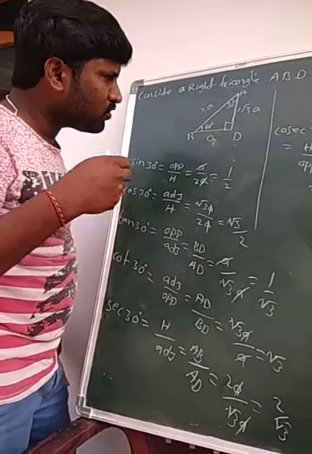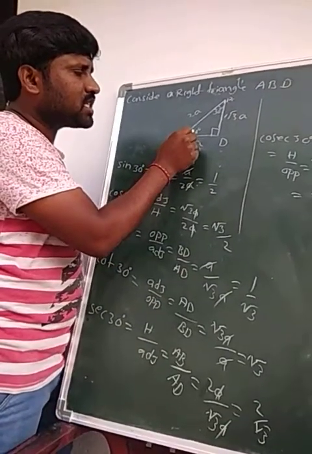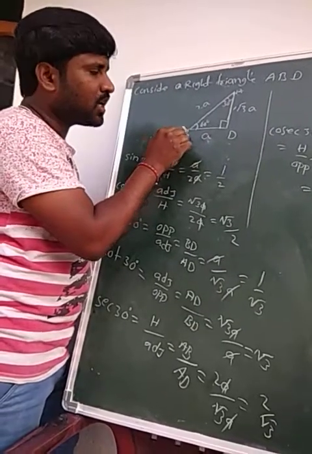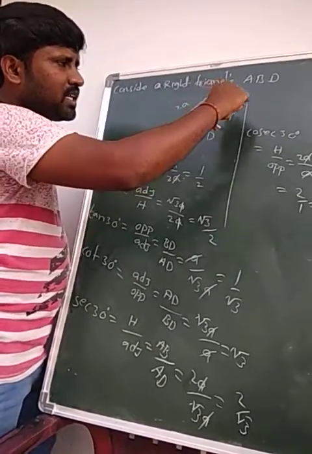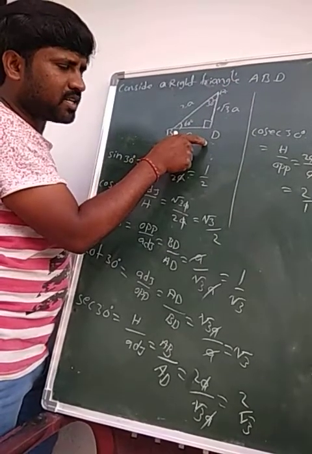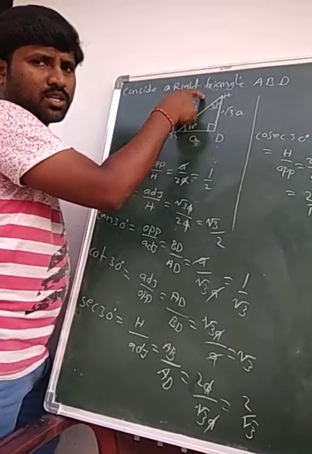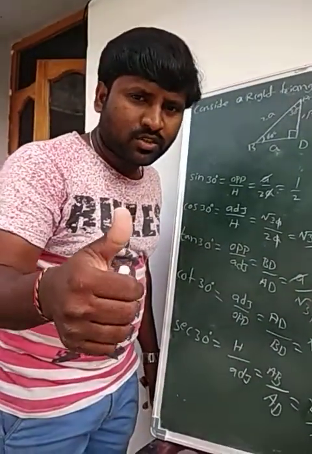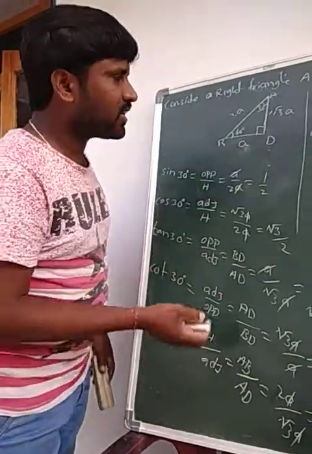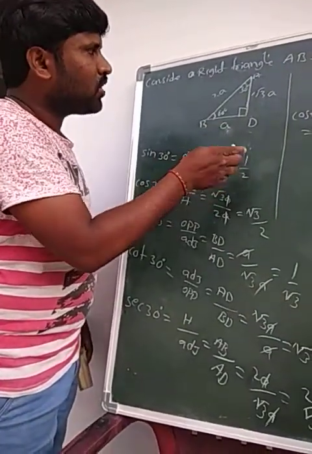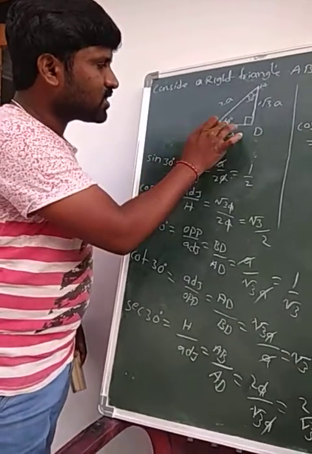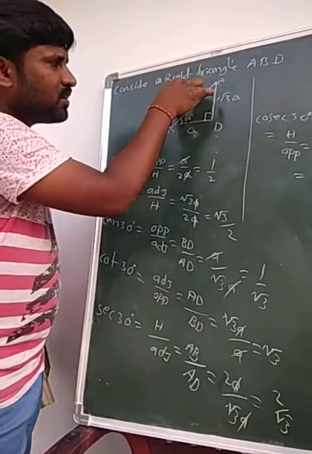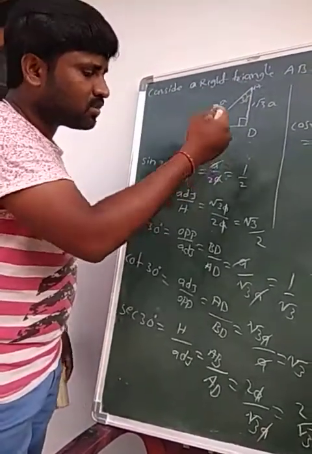Now if you want to find the trigonometric ratios of 60 degrees, then you consider angle B. With respect to angle B, AD is the opposite side, BD is the adjacent side, and AB is the hypotenuse. Students, in the next case you consider the same triangle for the trigonometric ratios of 60 degrees. This is the opposite side, this is the adjacent side, this is the hypotenuse. Apply this and you will get the same values.